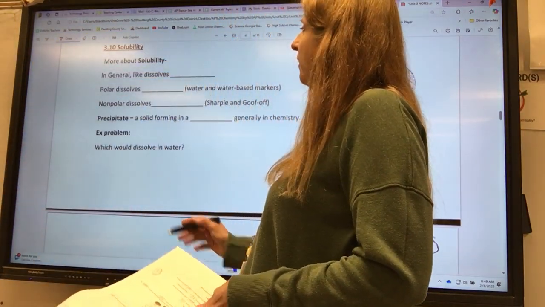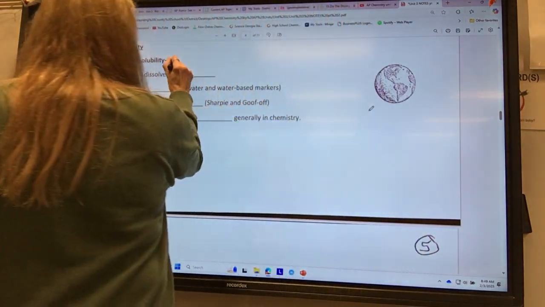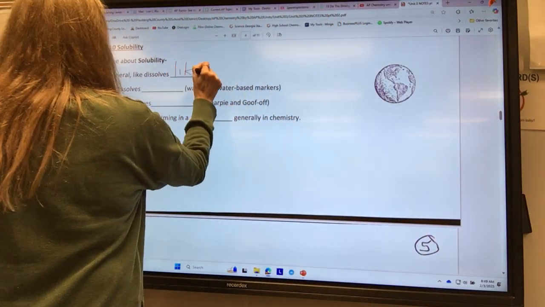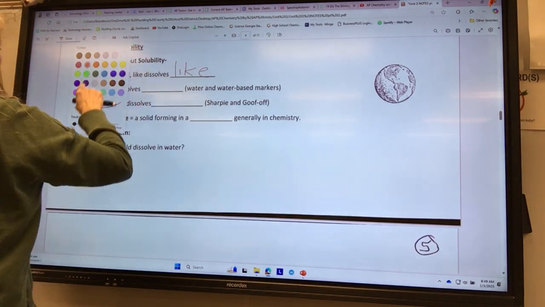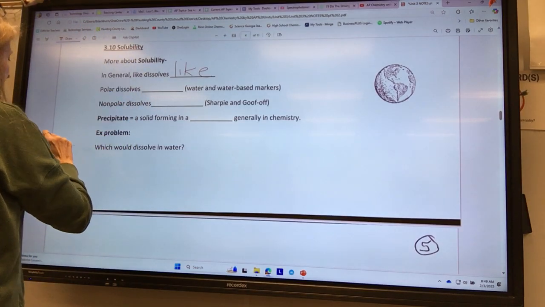So y'all already know this. In general, like dissolves like. See, so easy. That is really thin. Let's see if I can make it fatter. Draw thickness. Oop, let's make it a little thicker. Yeah, that's a little better.